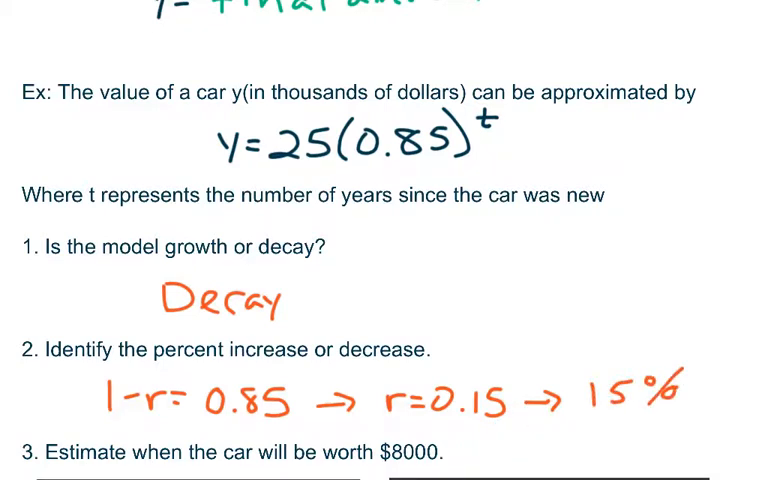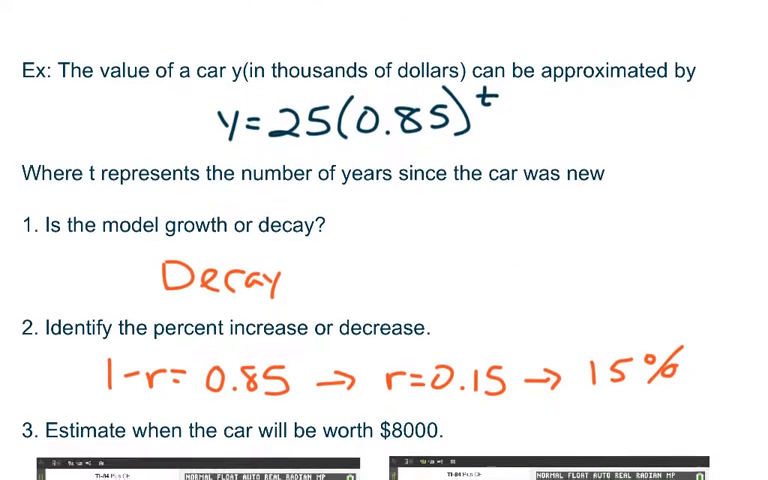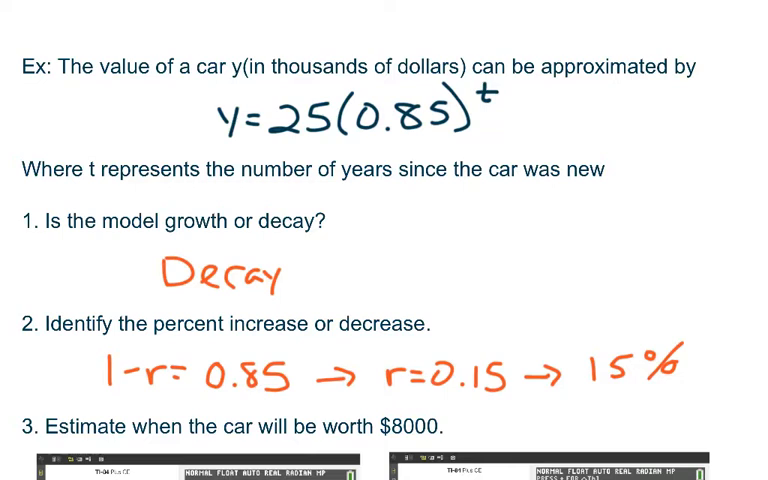So what that tells me is that every year that I own this car, or every year since the car has been new, the value of this car has gone down by 15%. Question number 3 then says estimate when the car will be worth $8,000.